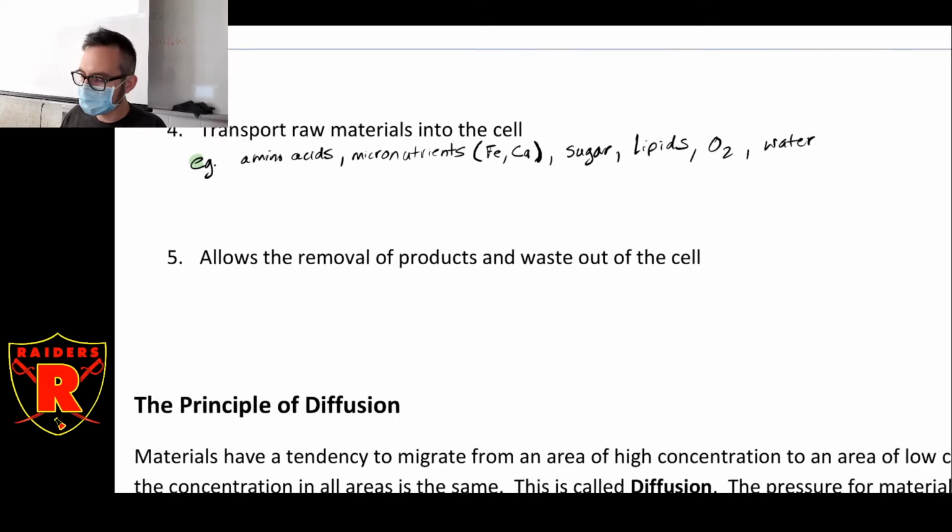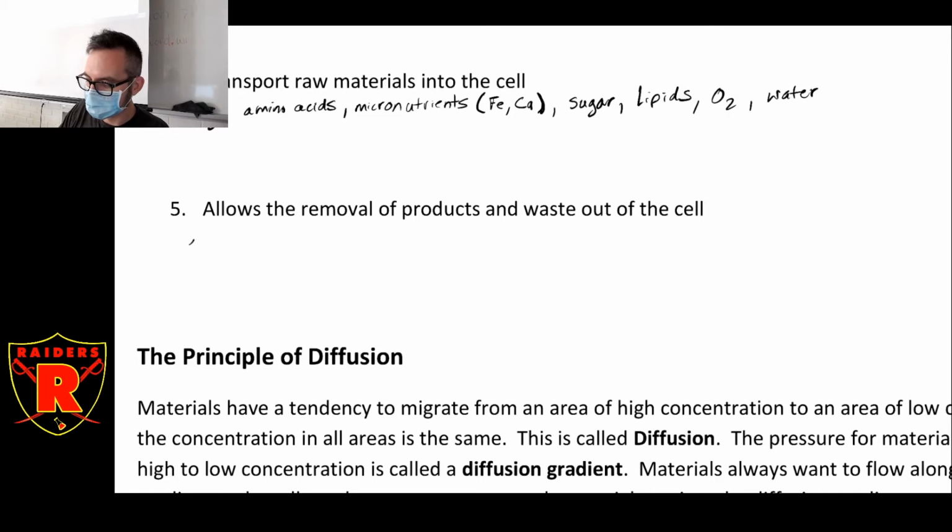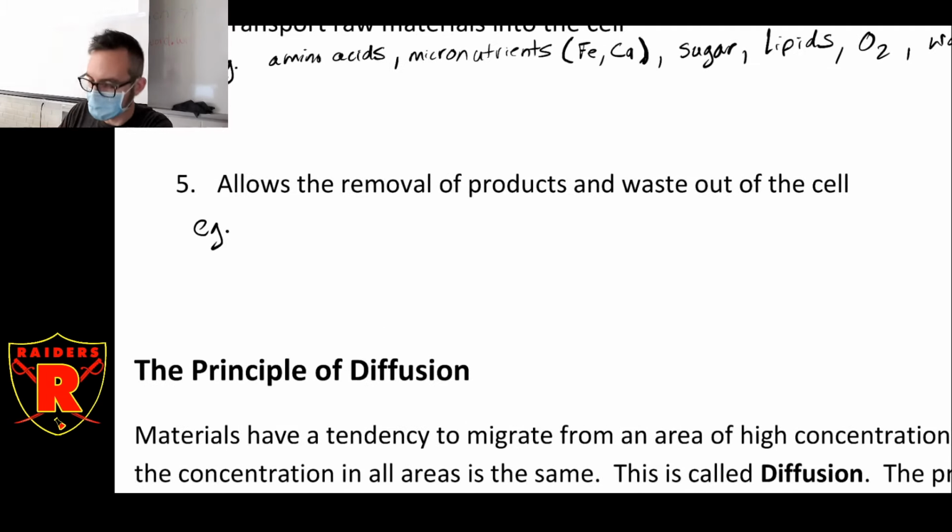And then lastly, there's stuff that you want to get rid of. The removal of products. What do you want to get rid of? Carbon dioxide. So that's a big one. Your cells are always producing that because of respiration. What else?